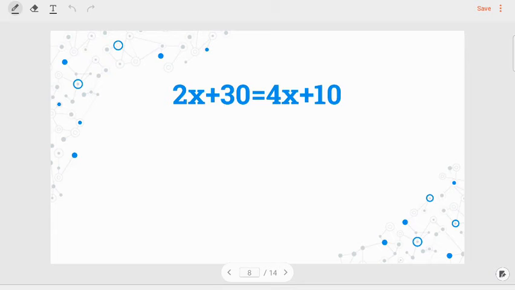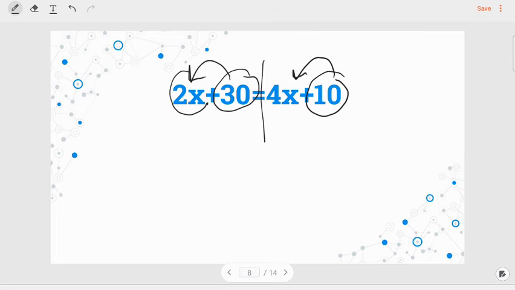All right, I look at this problem and I say, okay, this person starts with $30 and adds $2 a week. This person starts with $10 and adds $4 a week. I'm not really sure what's going on. I don't know if they're going to always have the same amount or never have the same amount. So I'm going to actually solve this equation.